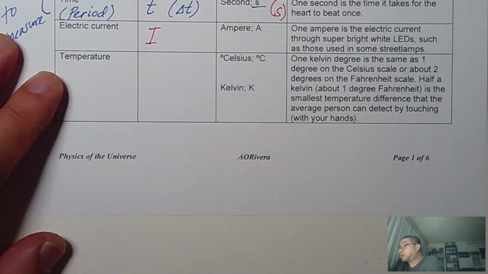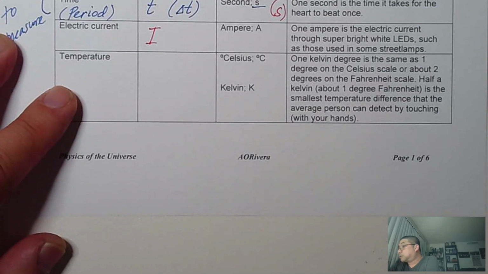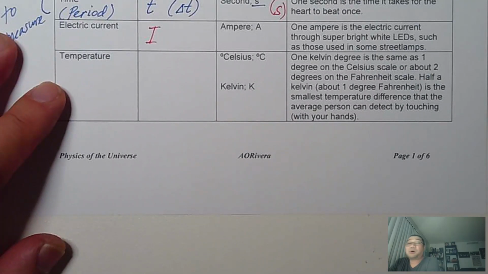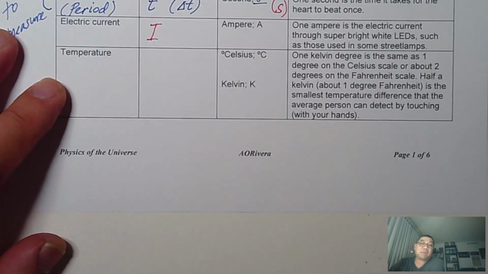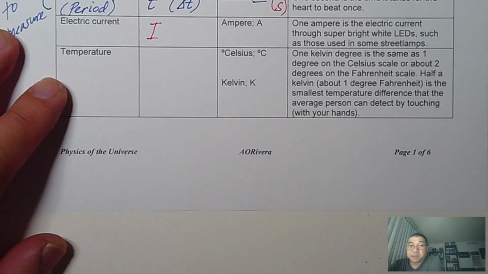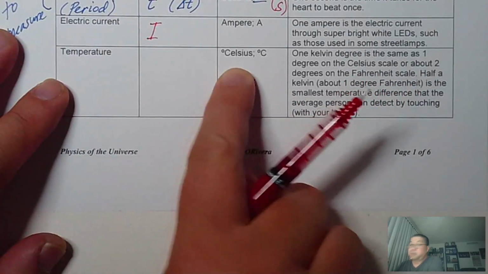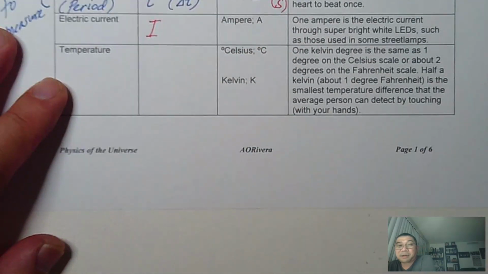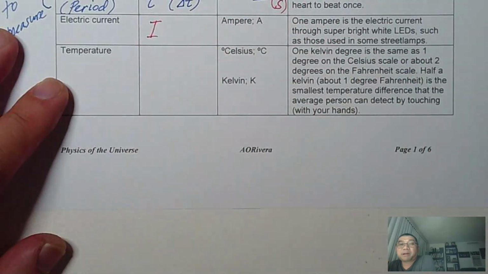Now this one is a little bit confusing because of the way we represent temperature. There's the temperature scale, and in the metric system it is Celsius. Sometimes it's also known as centigrade, but we're familiar with Fahrenheit.